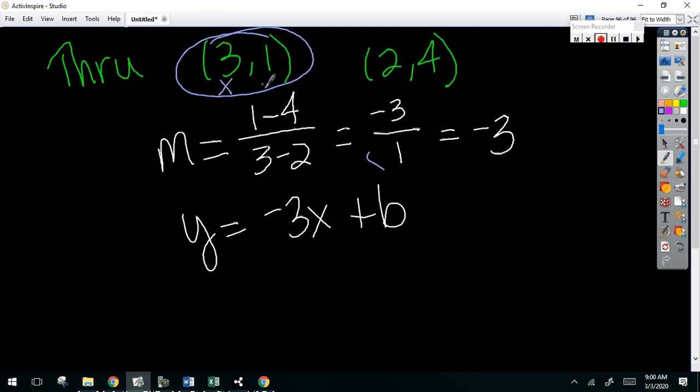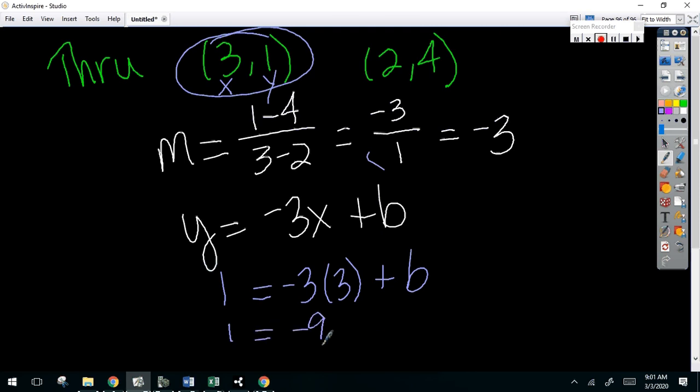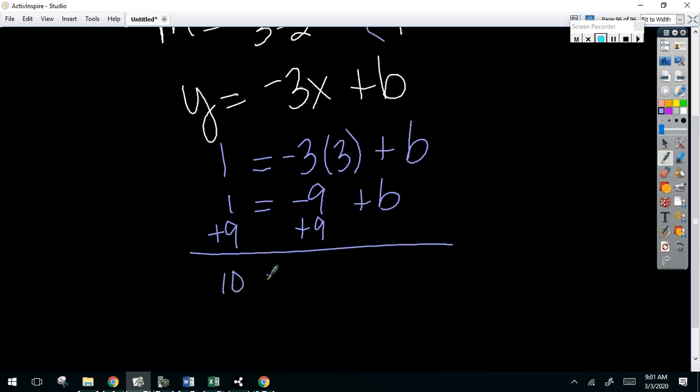I'm going to let this be x and this be y. I will do it with the other one if you want me to and show you that it comes out to be the same thing. Let me do this one and then I'll let you do one. All right, y is 1. Does everybody see what I'm plugging in where? So 1 equals -9 plus b. What does b equal? 10. If I add 9 to both sides, I get 10 equals b.